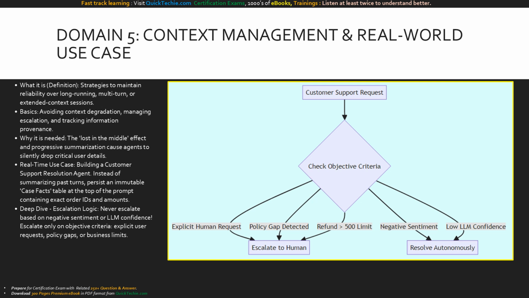But look at the bottom two paths, negative sentiment and low LLM confidence. Despite what intuition might suggest, these do not trigger escalation. The agent remains responsible for resolving these autonomously because sentiment does not equal complexity and LLM confidence is historically unreliable. This exact logic is what separates a certified architect from a beginner.